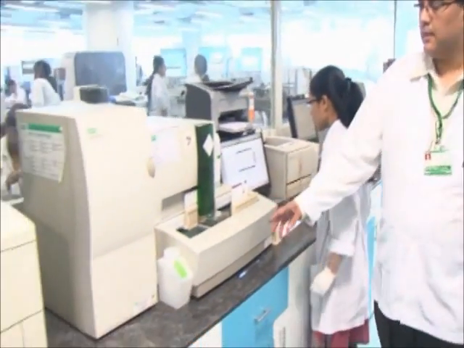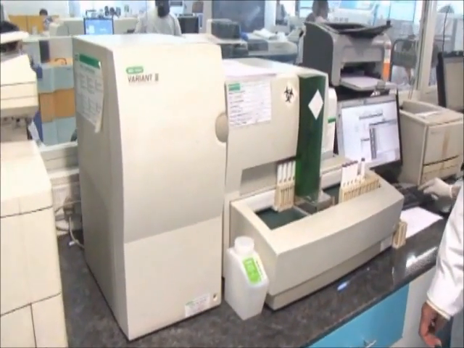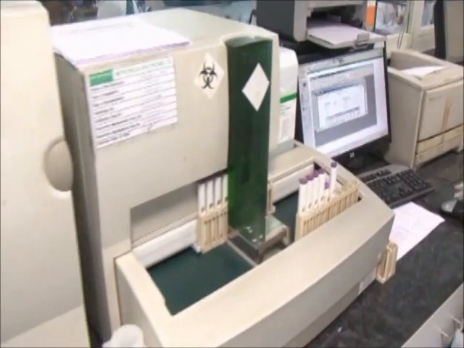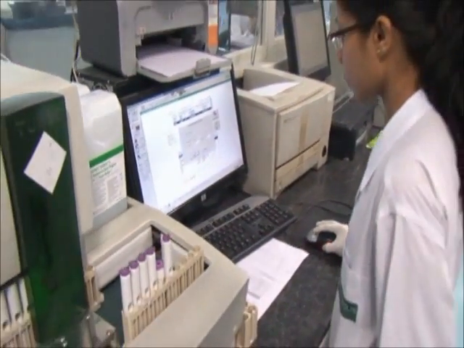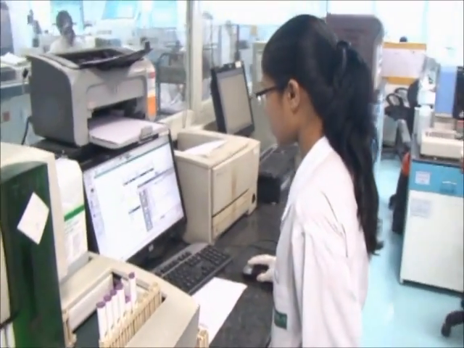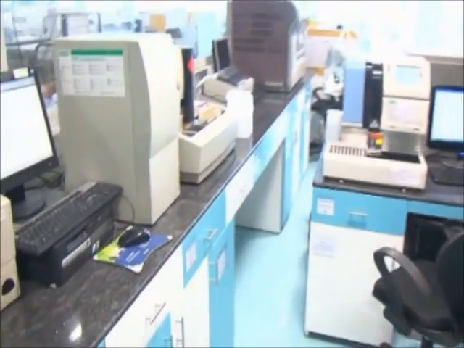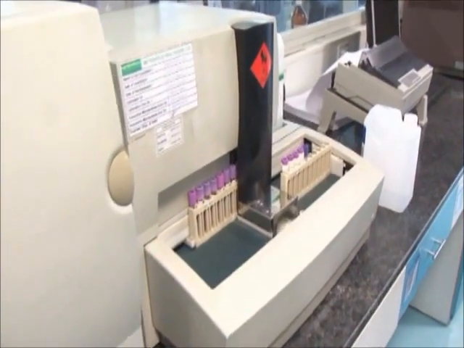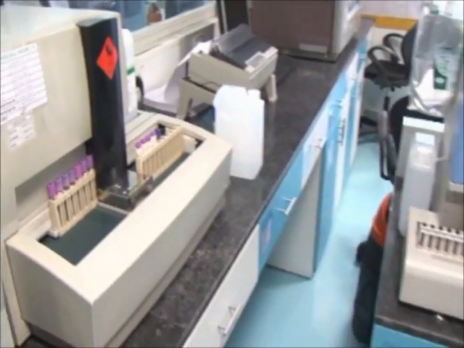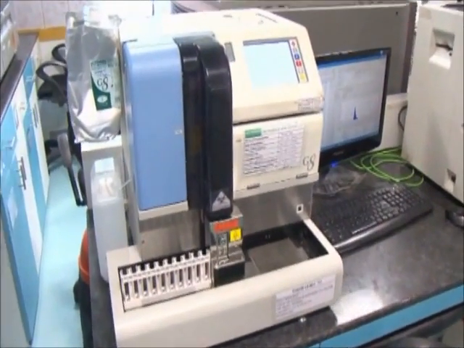We have Biorad Variant 2, a dedicated system for doing hemoglobin electrophoresis. And again a dedicated system for glycosylated hemoglobin, again from Biorad D10.